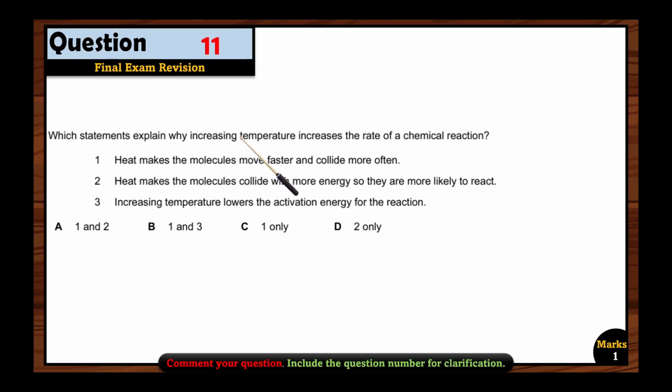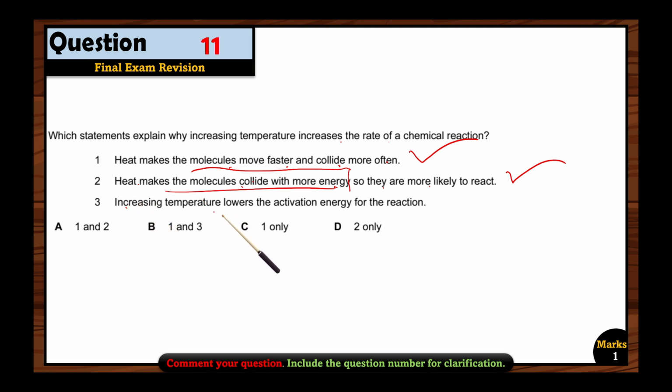Question 11. Which statement explains why increasing temperature increases the rate of chemical reaction? Heat makes the molecules move faster and collide more often. Yes, when you increase the temperature, the particles will move faster because of more kinetic energy, and they will collide more often. Heat makes the molecules collide with more energy, so they are more likely to react. Yes, that's right. That is only right for temperature. The colliding particles will have more energy.